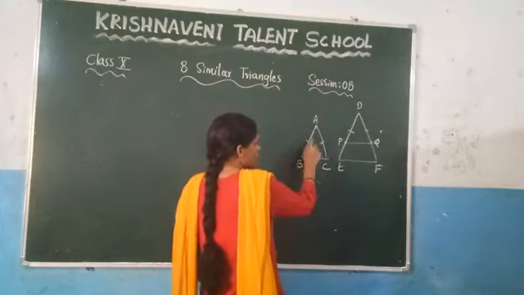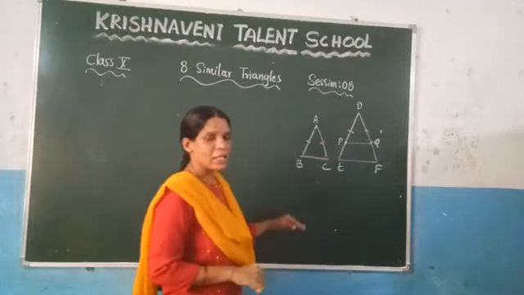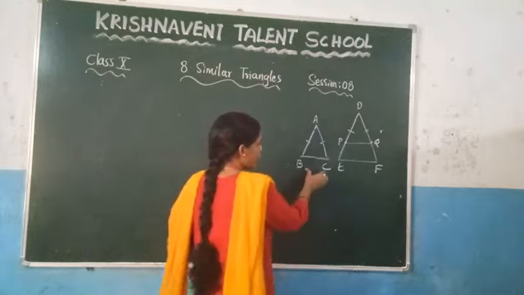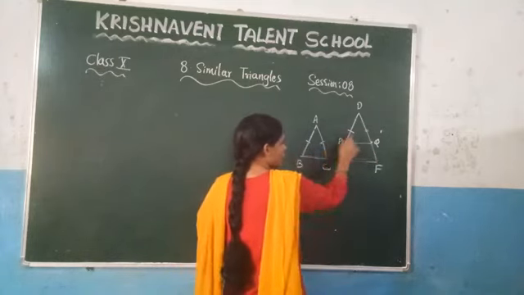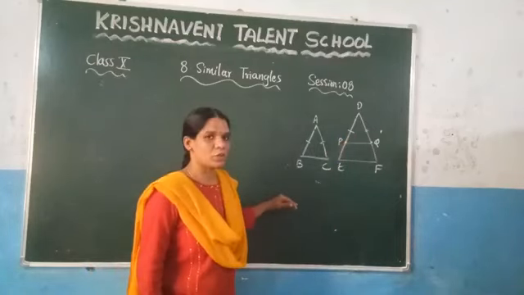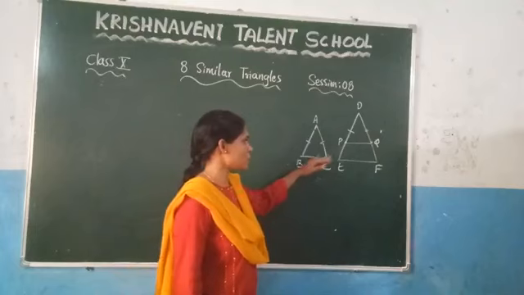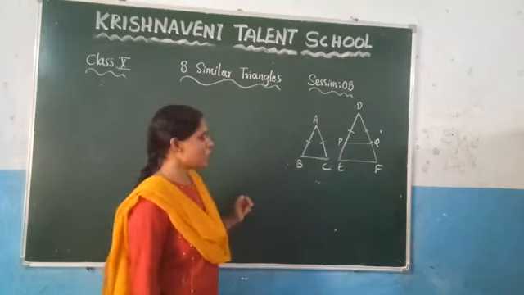Already by your construction you know that this side is equal and this side is equal. And if we can prove here the length of BC is equal to PQ, then by using SSS criterion we can say that these two triangles are congruent, right? So here what we need to prove is BC is equal to PQ. So how we are going to prove? Let us prove here again.